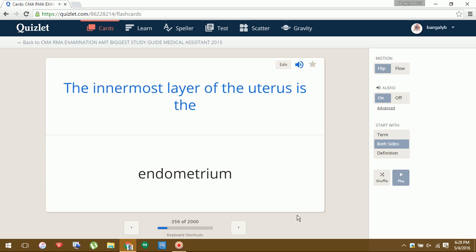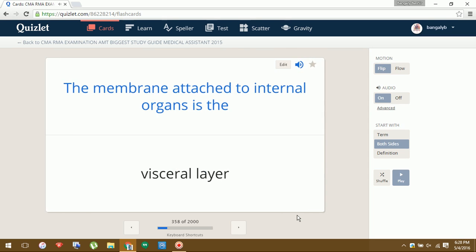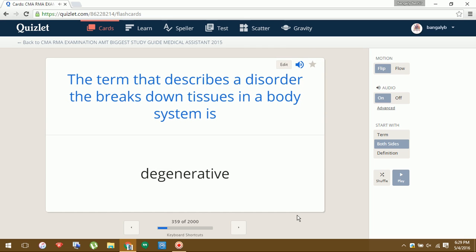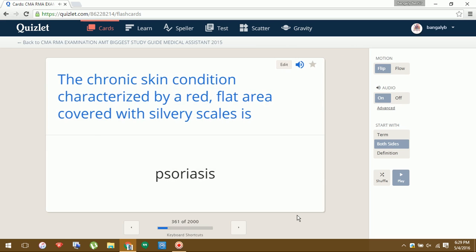The innermost layer of the uterus is the endometrium. The frontal or coronal plane of the body divides the body into front and rear. The membrane attached to internal organs is the visceral layer. The term that describes a disorder that breaks down tissues in a body system is degenerative. The study of the cause of any disease or of all factors that may be involved in the development of a disease is etiology. The chronic skin condition characterized by a red, flat area covered with silvery scales is psoriasis.